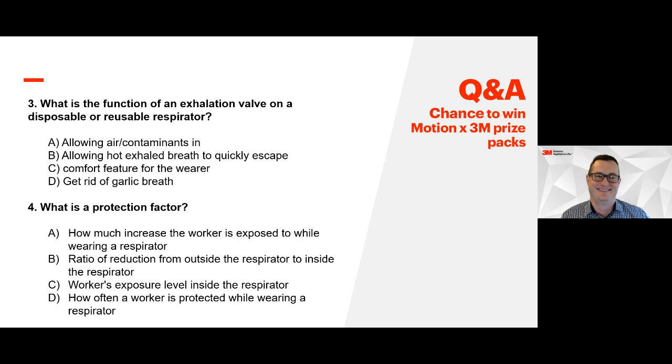And question 4, what is a protection factor? Is it A, how much increase the worker is exposed to while wearing a respirator? B, ratio of reduction from outside the respirator to inside the respirator? C, worker's exposure level inside the respirator? Or is it D, how often a worker is protected while wearing a respirator? We'll give that a couple of minutes and then get Mark to go through the answers.